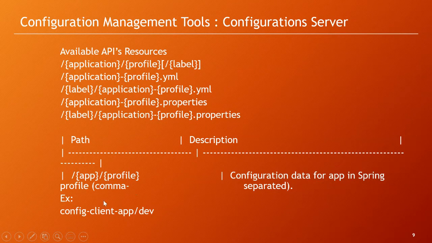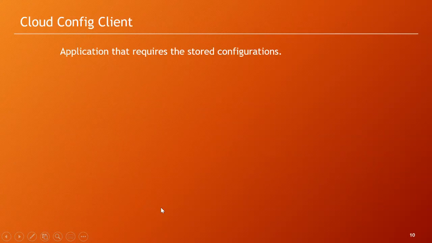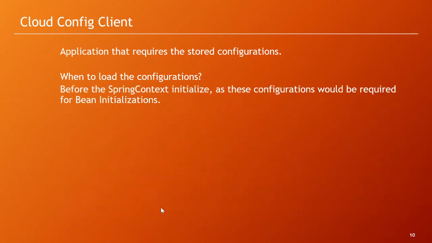So for example, if the client application name is config client app, this is the name which is defined inside the client application, and the client application needs a dev profile. The active profile is a dev profile. Then you can request for this in your HTTP request, and this will give you the properties required for this dev profile and the application. So next thing is cloud config. How does it load all this configuration, and how does it manage all in the Spring world?